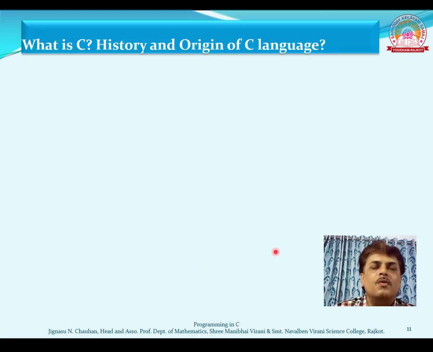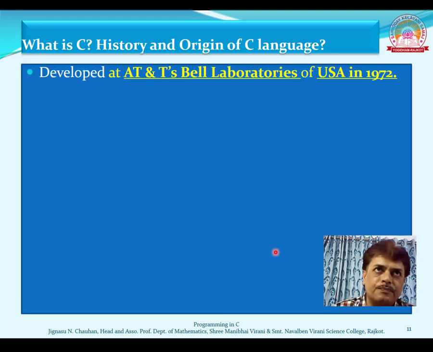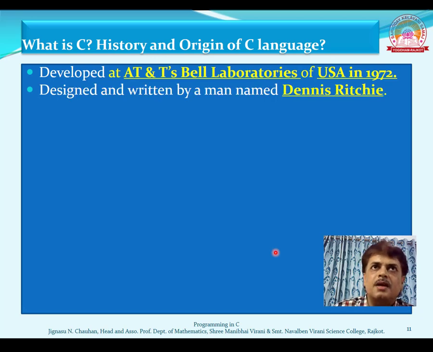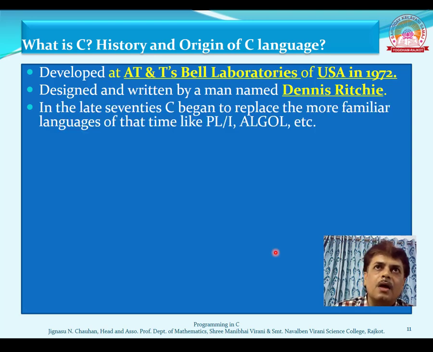Let us understand what we mean by C, and what the history and origin of C is. As mentioned earlier, it was invented at AT&T's Bell Laboratories of USA in 1972, designed and written by a man named Dennis Ritchie, and C language replaced more familiar and popular languages of its time like PL1 and ALGOL.